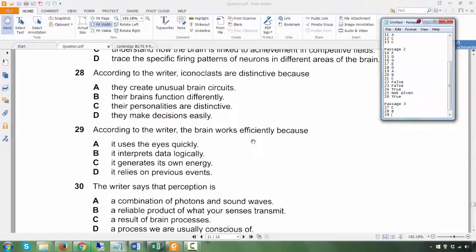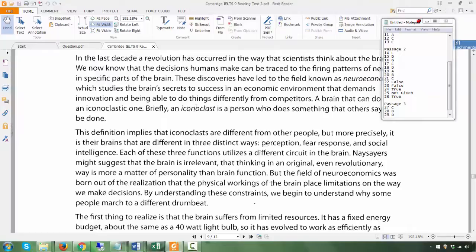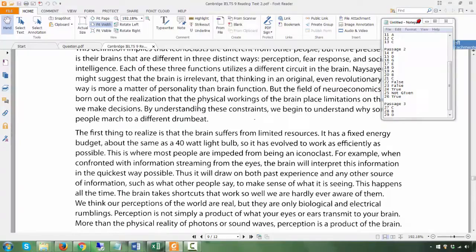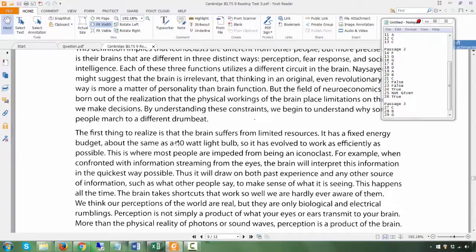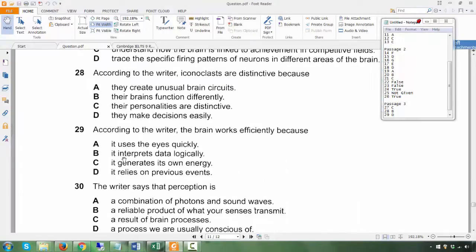29, the answer would be D. According to the writer, the brain works efficiently because, for example, when confronted with information streaming from the eyes, the brain will interpret this information in the quickest way possible. 29D, it relies on previous events. Thus, it will draw on both past experience and any other source of information. So, according to the writer, the brain works efficiently, very quickly.